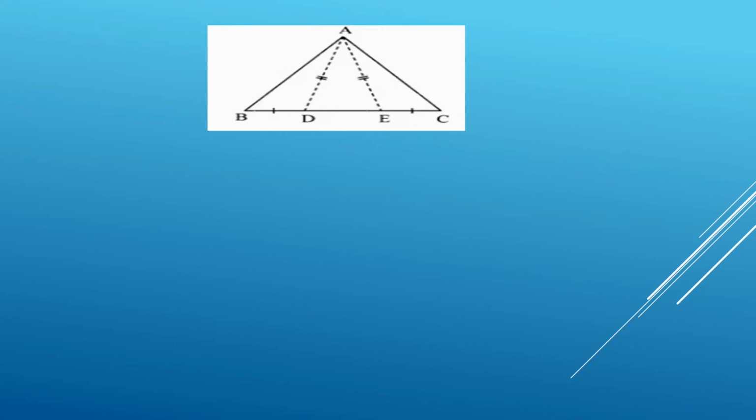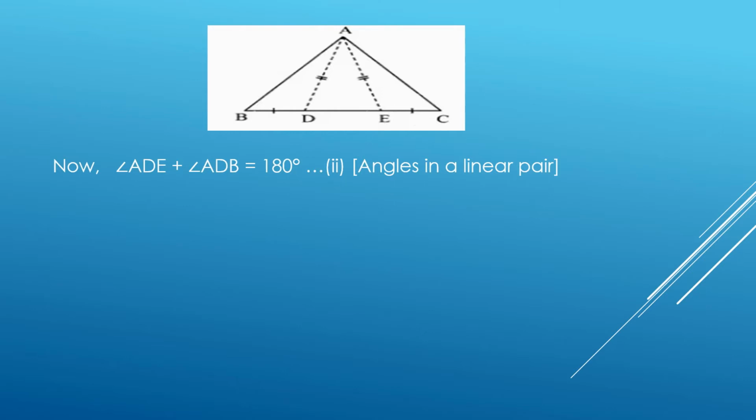Now angle ADE plus angle ADB is equal to 180 degrees. That is the equation number 2, angles in a linear pair. These two angles are the linear pair angles. And next one is angle AEC plus angle AED is equal to 180 degrees. That is the equation number 3. These two angles are also the linear pair angles.